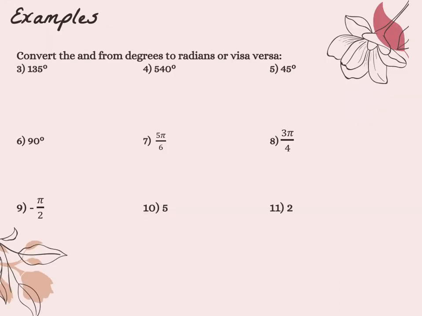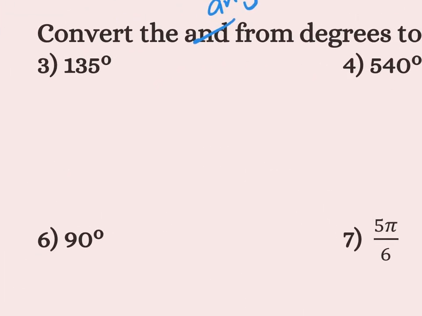All right, so this one says convert. It should say convert the angle from degrees to radians or vice versa. So if I look at number 3, is this in degrees or radians? Degrees. So I multiply times pi over 180 to get it into radians. This kind of question is going to be kept exact, so you don't use a calculator here. Okay? So I want to simplify as much as I can.